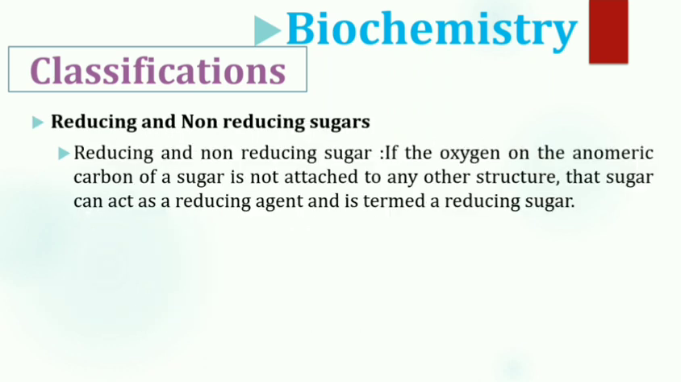Then we can see another classification, which is very important: reducing and non-reducing sugars. If the oxygen of the anomeric carbon of the sugar is not attached to any other structure, meaning there is no bond fused with that oxygen, then that sugar can act as a reducing agent and is termed a reducing sugar.